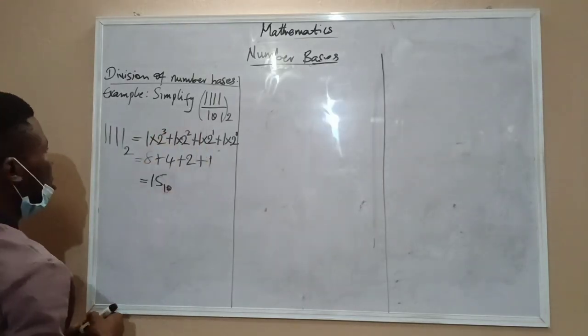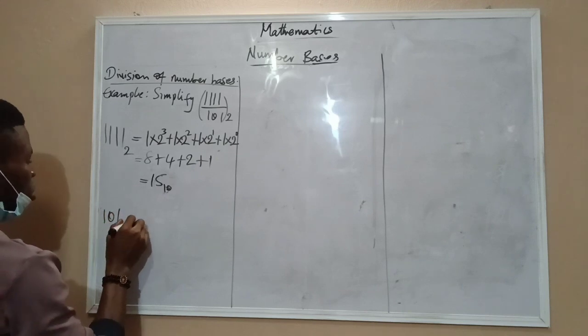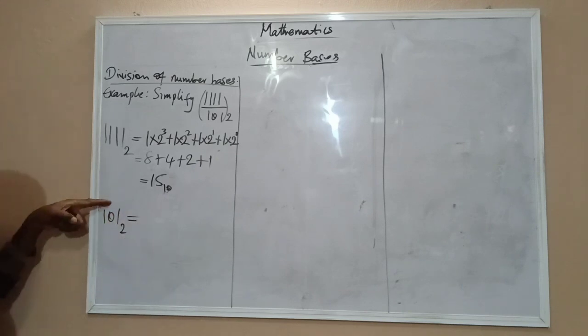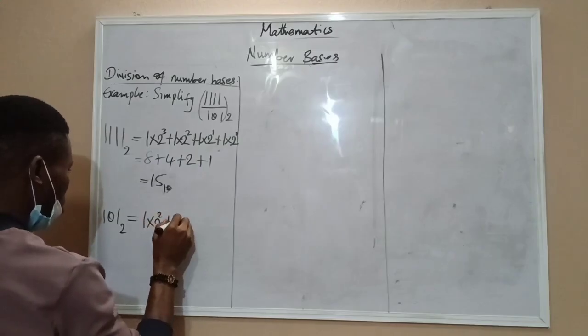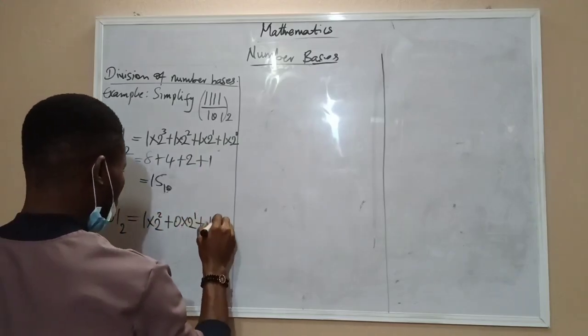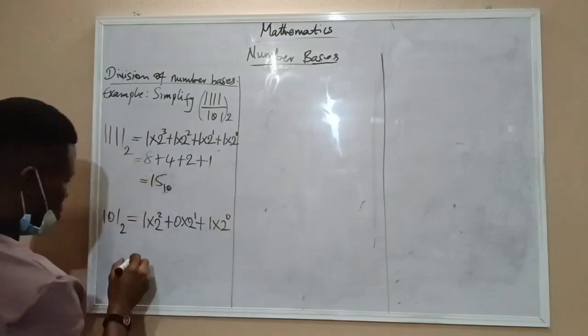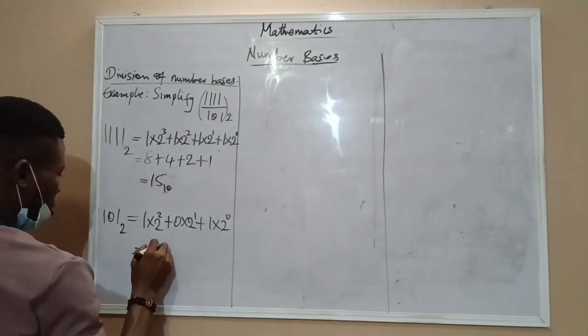Now let's look at the denominator. The denominator says 101 in base 2, which is the same thing as raised to the power 0, 1, 2. This is the same thing as 1 times 2 raised to the power 2 plus 0 times 2 raised to the power 1 plus 1 times 2 raised to the power 0. This is equal to 2 times 2, 4. 4 times 1 is still 4.